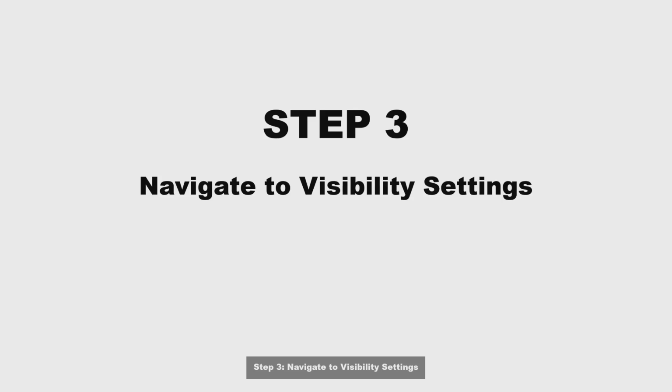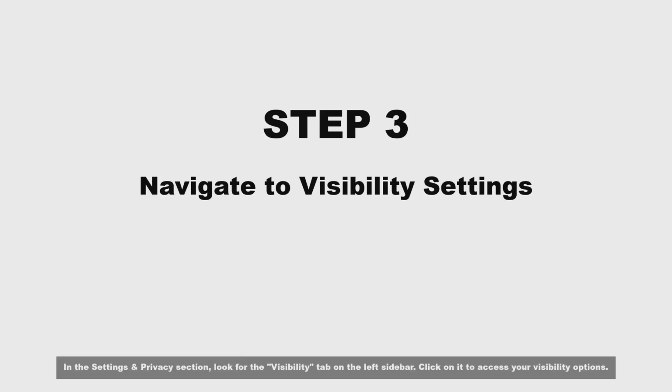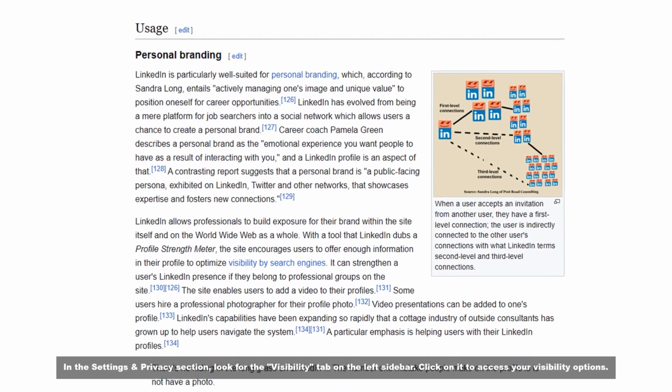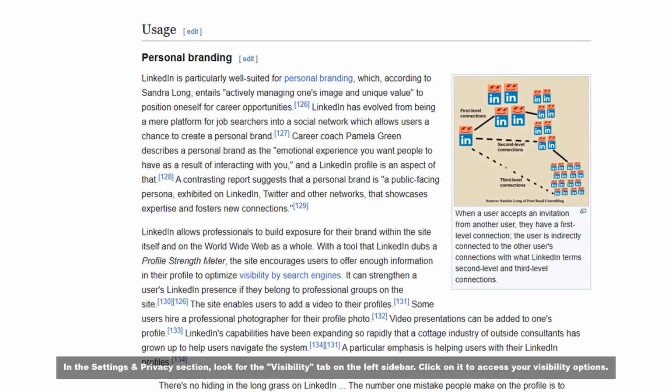Step 3. Navigate to Visibility Settings. In the Settings and Privacy section, look for the Visibility tab on the left sidebar. Click on it to access your visibility options.